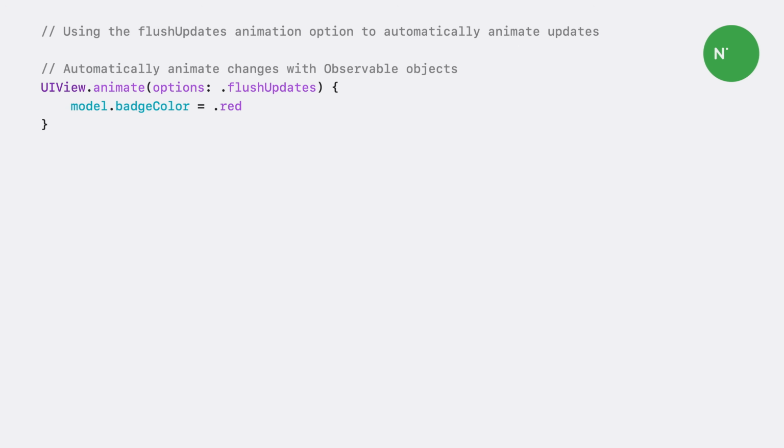I'll go through an example of how to use flushUpdates. First, pass flushUpdates as an option to UIView animate. Then make changes to the observable object inside the closure. Any views using that observable object in an update method will automatically perform the necessary update. flushUpdates isn't limited to animation driven by observables.